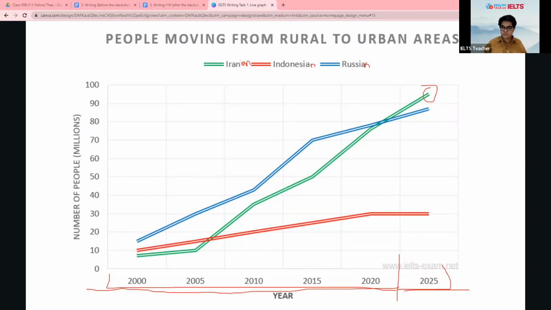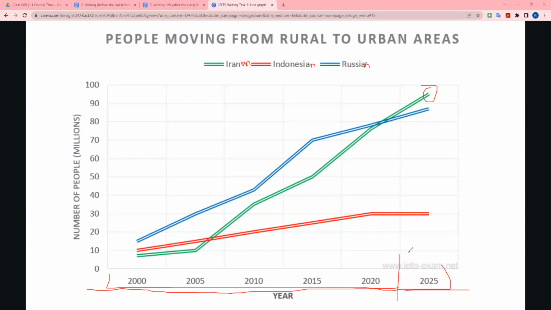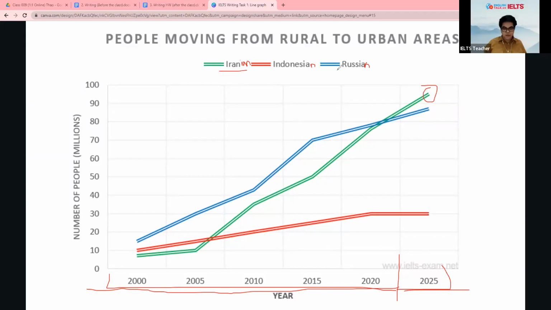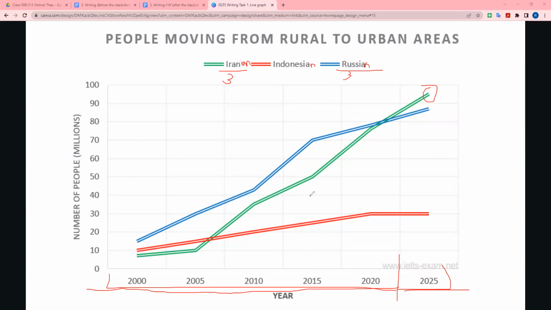Anything else in the future? You mean in the overview? You can go to paragraph 3 now. I'll compare Iran and Russia. Iran and Russia. Okay. Paragraph 3. From in the first 5 years of the timeline.